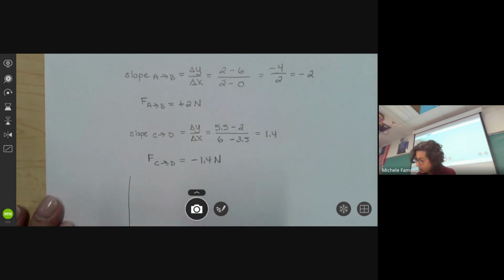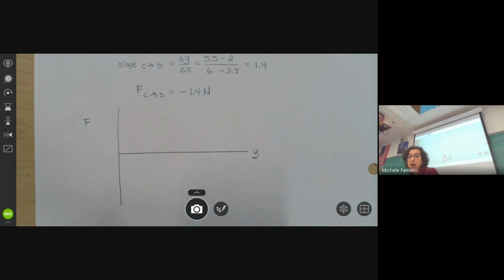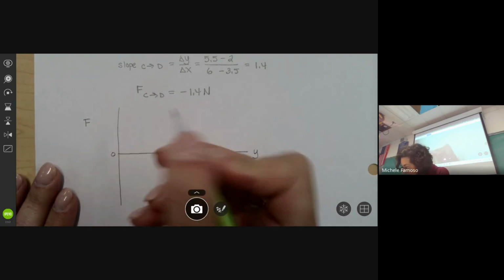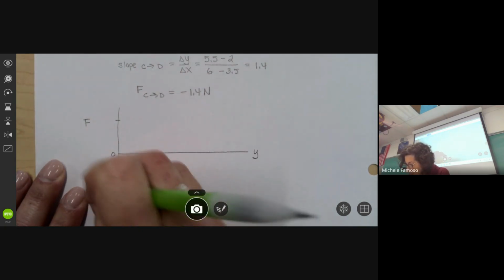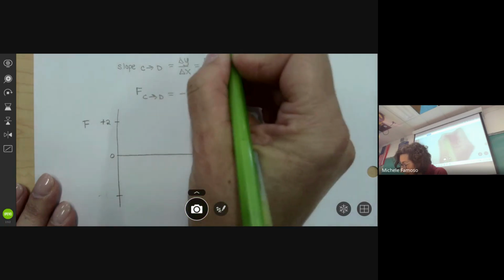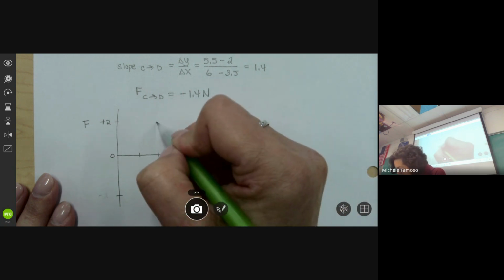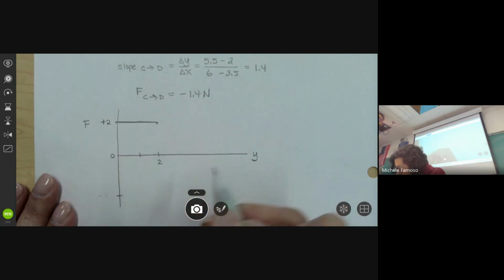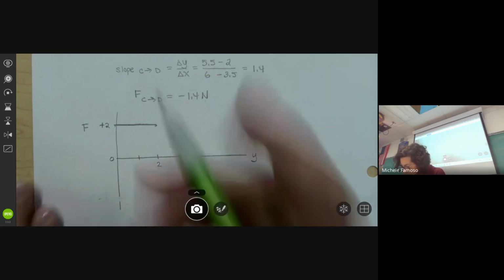So now I make my graph, sketching force versus the position. They're using the letter Y for position instead of X. That's fine. I'm going to have a value that starts at negative 2. No, I'm sorry, positive 2. There's my force. It starts at positive 2, and it will be positive 2 until I get to a position of 2 meters. Let's say 2 meters is here. Then I know from C to D, I need a force value of negative 1.4 newtons.